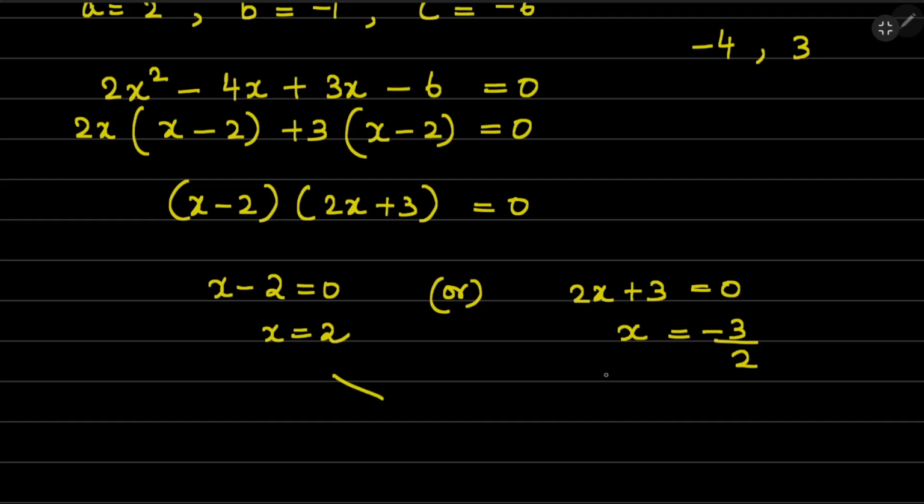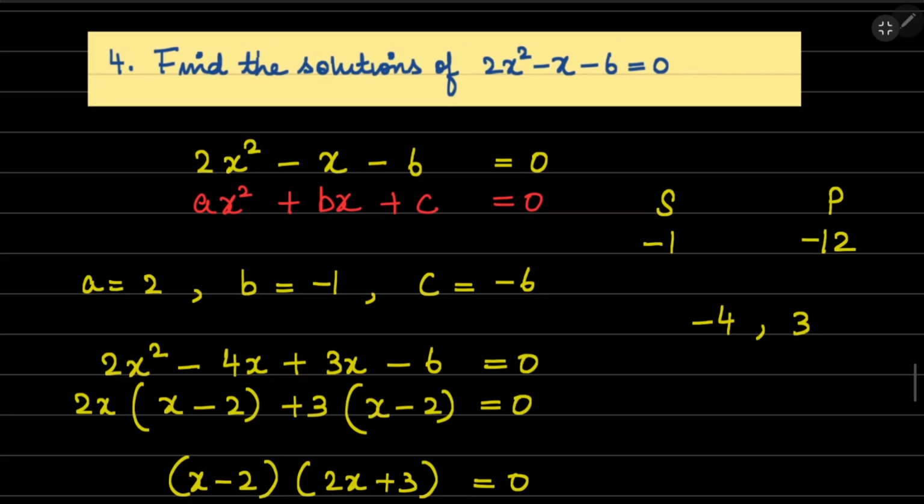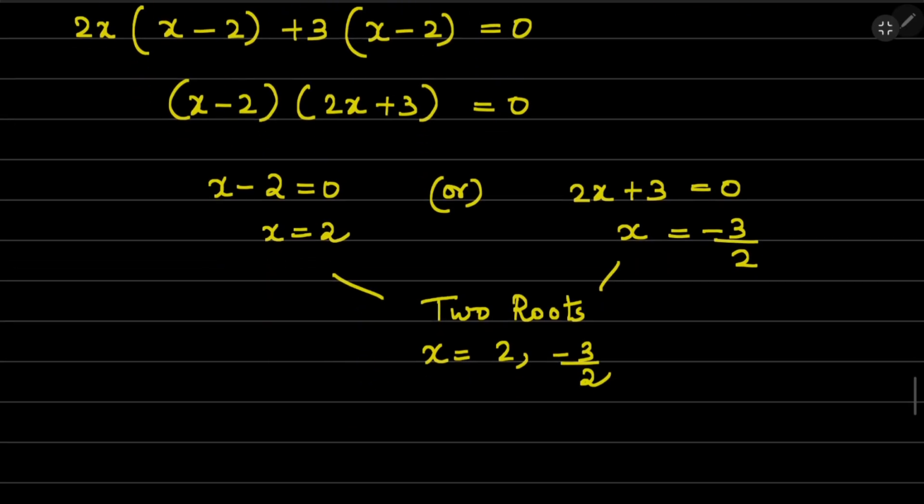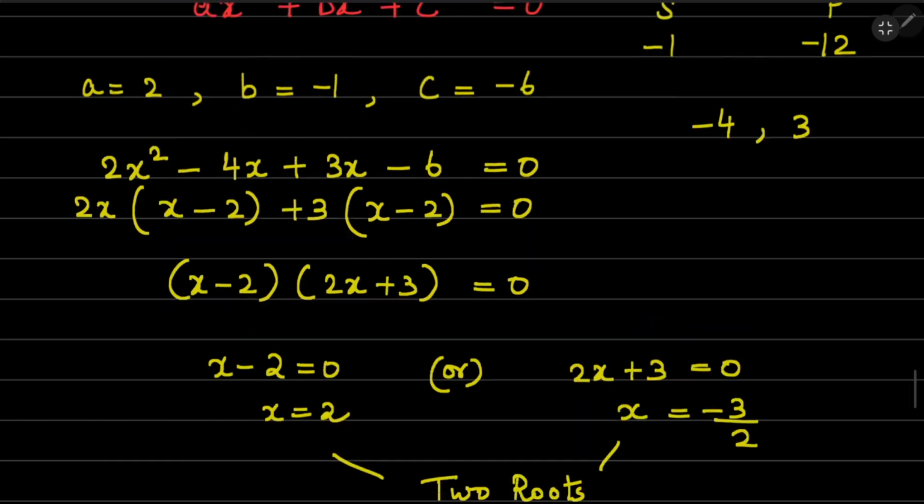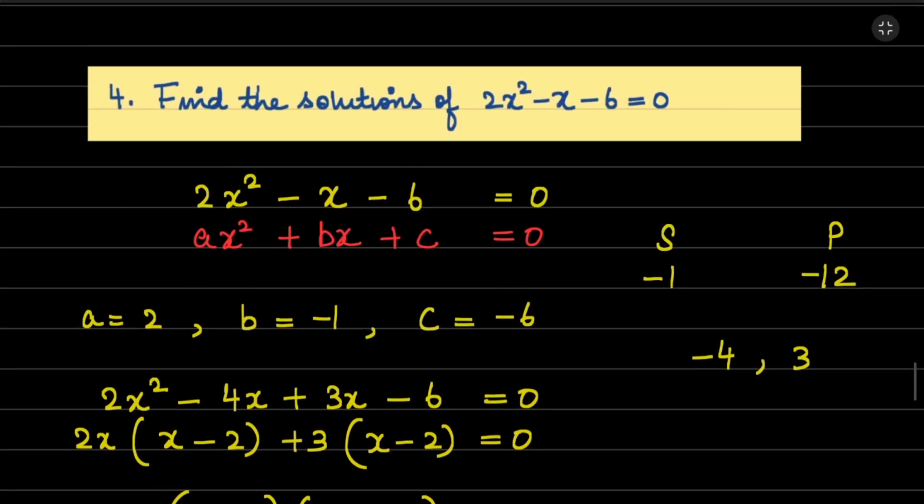Okay, so these are the two roots of the given equation. x is nothing but 2 comma minus 3 by 2. Okay, so you have found the solution. Solution means finding the value of x is what it means. Okay. I hope you understood. So this method with which we are calculating the solution or the roots is called the factorization method, or you can call it the middle term splitting method.